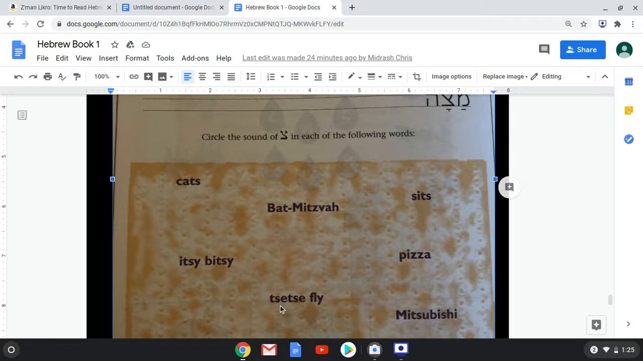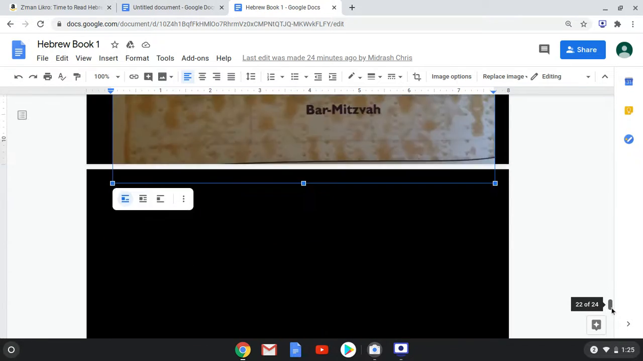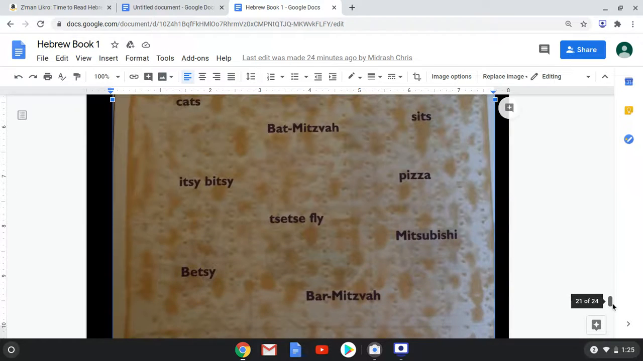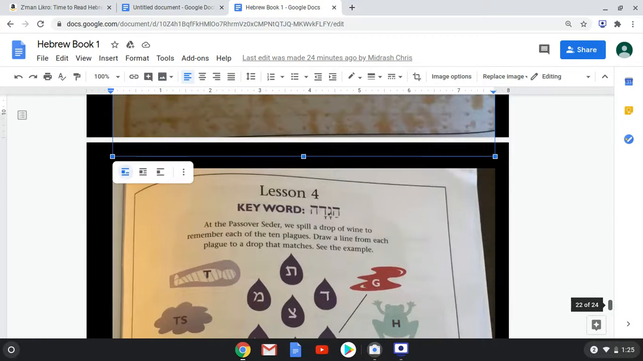Tsetse fly, I don't know what that is. Itzy bitsy right there. Mitsubishi, mitsu. Okay, let's see if I can scroll down. Is that it? Bar mitzvah and Betsy, you should be able to do that. All right, lesson 4.